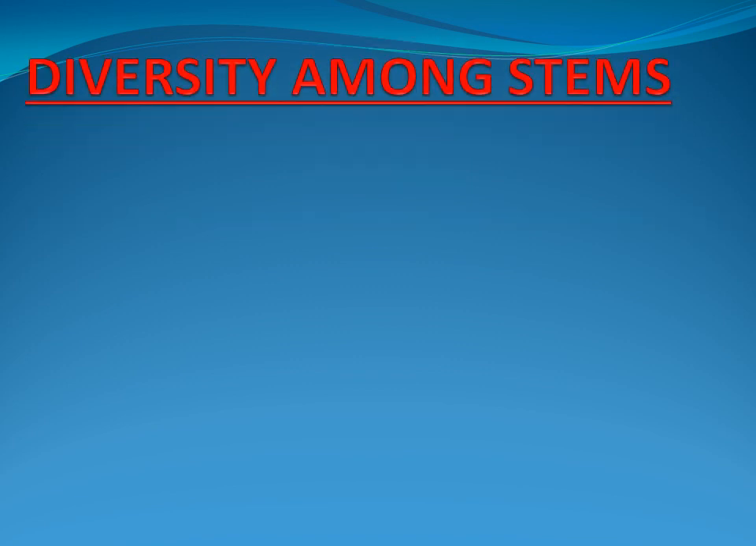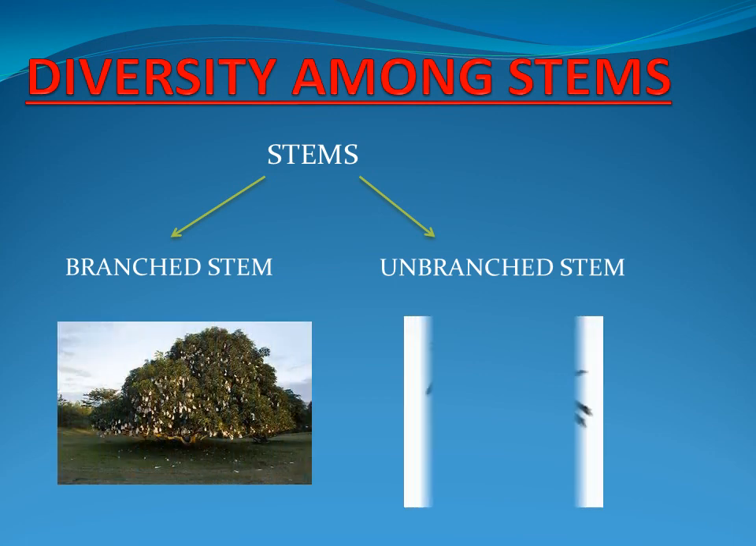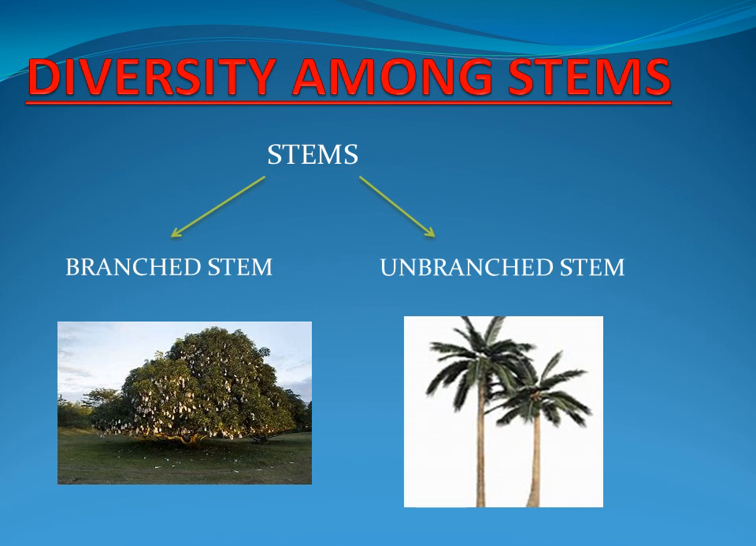So the next topic is diversity among stems. If you are talking about diversity among stems, the stems are mainly divided into two parts. The first one is branched stem and the second one is unbranched stem. Branched stems are like mango, rambutan, cashew, guava, and shoe flower. Unbranched stems are coconut, kitul, paddy, and bamboo.